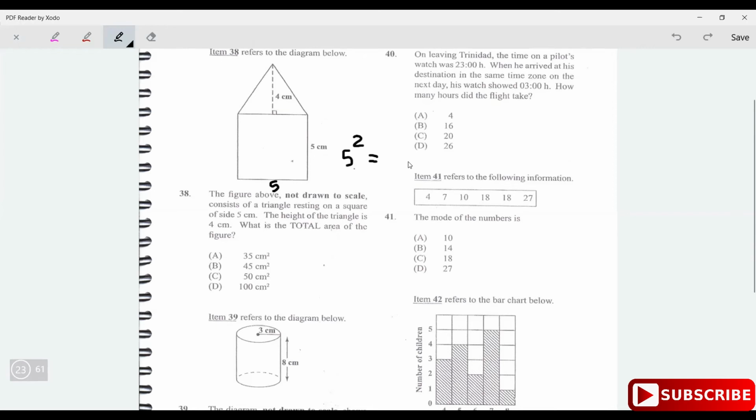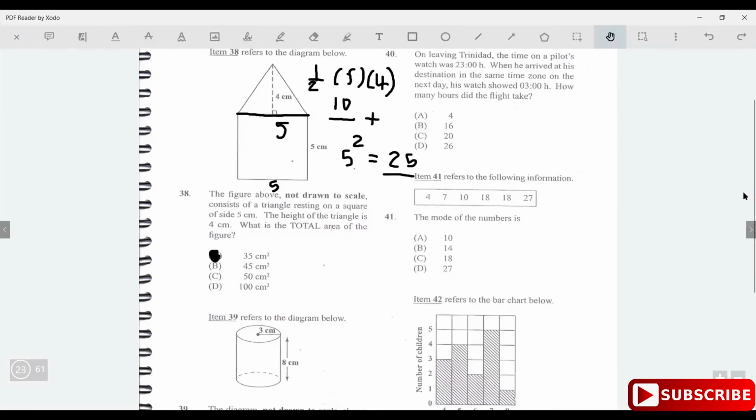And then if this side is 5, then we know the base of the triangle is 5. The area is a half base times height. So we need a half of the base of 5 times the height of 4. Half of 5 times 4 is 10. So we add the area of the triangle, which is 10, plus the 25, which is 35. Option A. Nice.